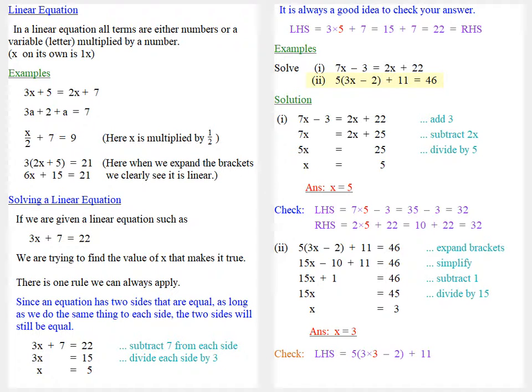Now we can check this. The left-hand side is 5 into 3x minus 2 plus 11. So that's 5 into 3 times 3 minus 2 plus 11, which is 5 into 9 minus 2 plus 11, or 5 times 7 plus 11, which is 35 plus 11, which is 46, which is the right-hand side.